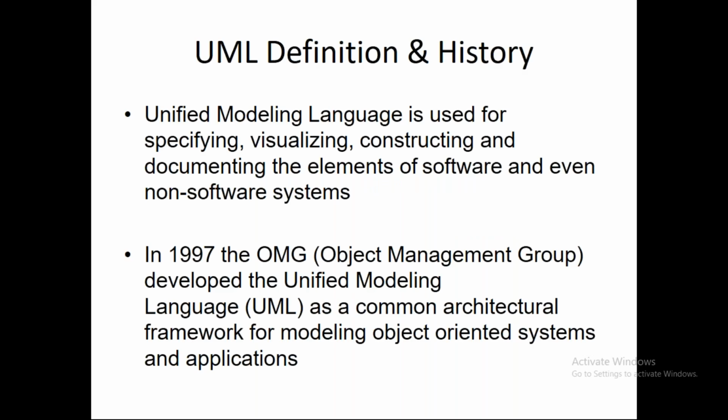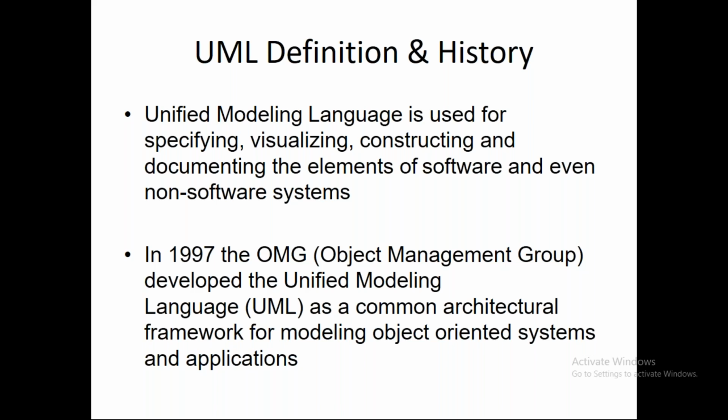UML stands for Unified Modeling Language, which is used for specifying, visualizing, constructing, and documenting the elements of software and even non-software systems. In the year 1997, the Object Management Group developed the Unified Modeling Language as a common architectural framework for modeling object-oriented systems and applications. The systems which are developed using object-oriented methodologies like C++, Java, .NET, VB, for these systems these UML diagrams are going to be quite helpful.